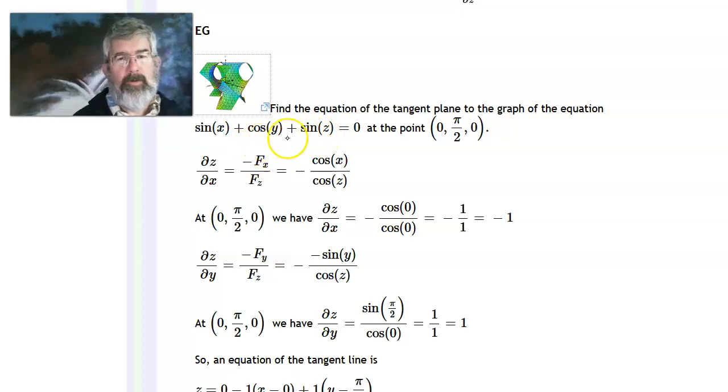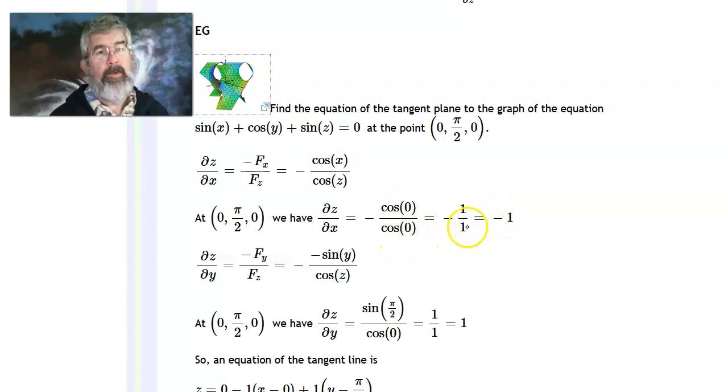So in order to do the partial of z with respect to x, I need minus the partial of this thing with respect to x divided by the partial with respect to z. The partial of this with respect to x would be cosine x plus 0 plus 0, so cosine x with a minus sign. That minus sign's right there. And then divide by the partial with respect to z, so cosine z. Evaluating at the point I'm interested in, plugging in 0 for x, pi over 2 for y, and 0 for z, I get minus cosine of 0 over cosine of 0, which is negative 1. So the slope of the surface at that point in the x direction is negative 1.